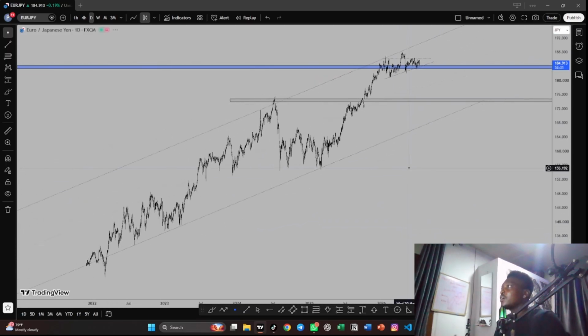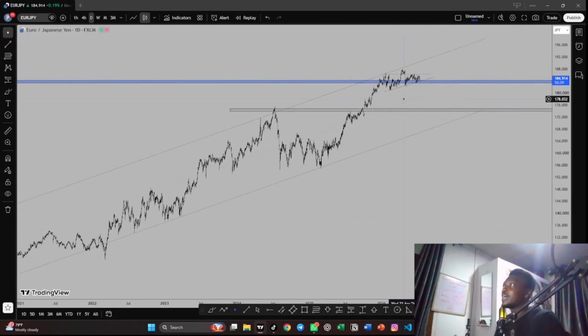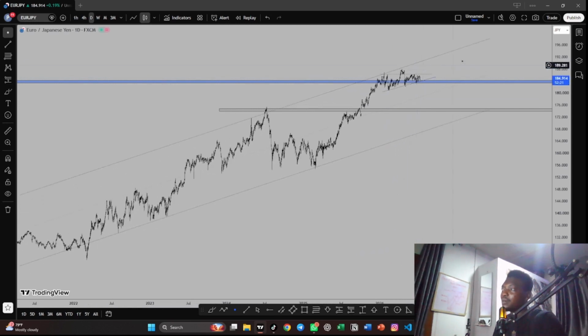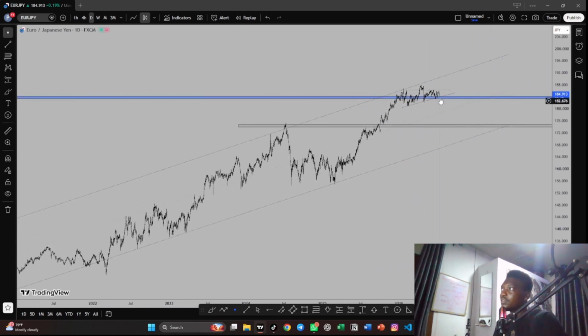So right here we have price trading slightly above resistance. We have a chart pattern, but for this chart pattern here, I'm waiting for the market to break above, not taking the risk of entering inside. I want it to break above. If you break above, then we are going to have a strong push.